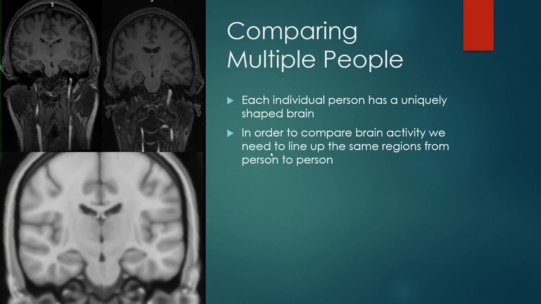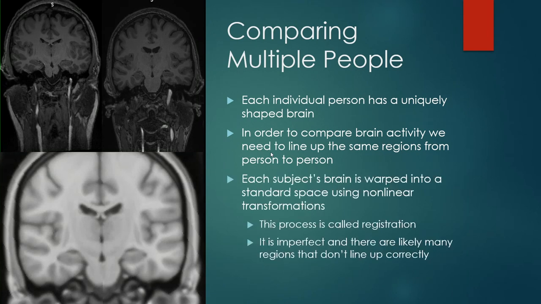So everybody has a unique shaped brain. You have to line everything up. And so we're trying to say that if this part of my brain is active, is it the same in your brain? And the only way to do that is to put everybody's brain in the same space. So there's this standard space called MNI space. It was an average of 152 brains.